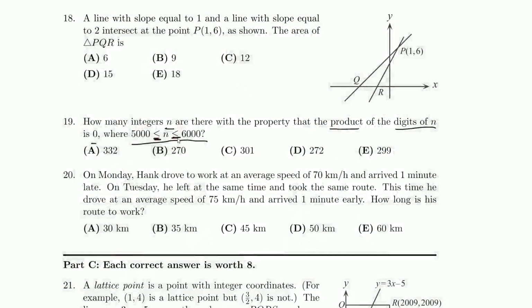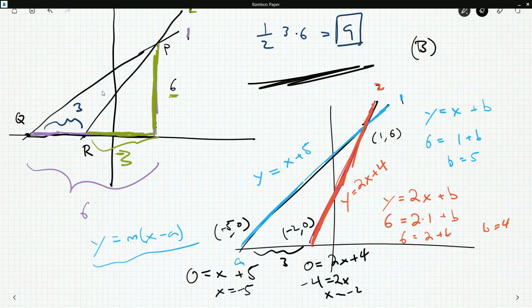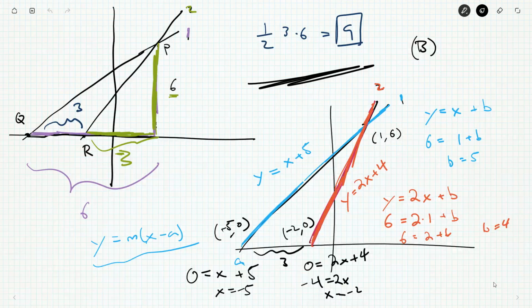Now, I can't have a leading 0. It's got to be between 5,000 and 6,000, so the first digit's either a 5 or a 6. But then I've got 3 other digits to play with, and any of them could be zeros. We could have 1 zero, we could have 2 zeros, or we could have 3 zeros. So what I'm going to do is break this down and count different ways. I'm going to count the number of ways where we just have 1 zero, where we just have 2 zeros, and where we just have 3 zeros. I'm going to start with the 3 zero case.